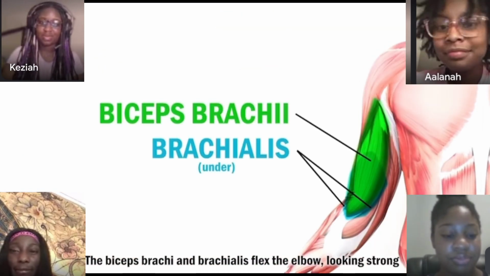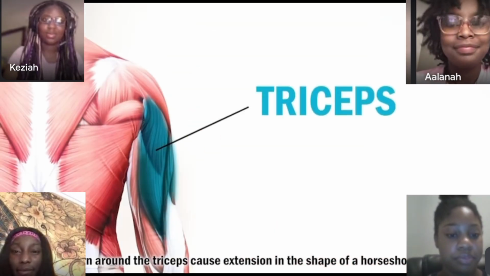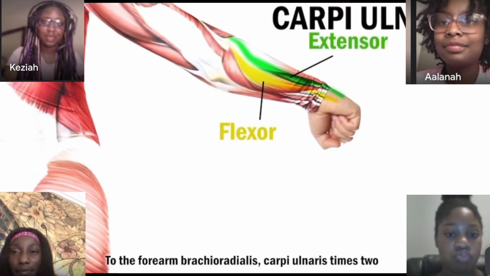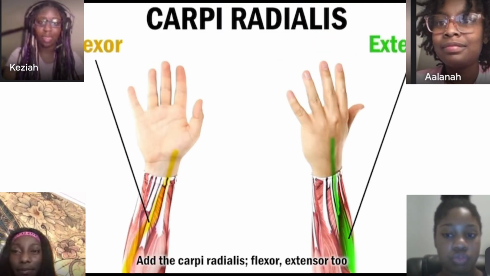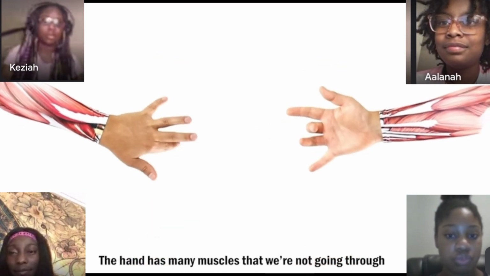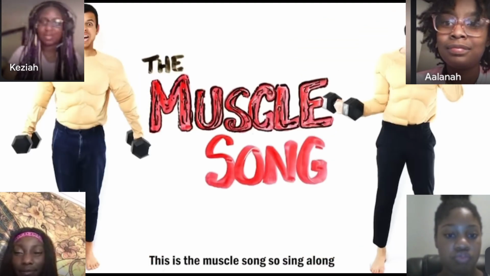The biceps brachii and brachialis flex the elbow looking strong. Turn around, the triceps cause extension in the shape of a horseshoe, to the forearm, brachioradialis. Carpi on the wrist times 2. Carpi radialis, flexor, extensor, 2. The hand has many muscles that we're not going through. This is the muscle song, so sing along.